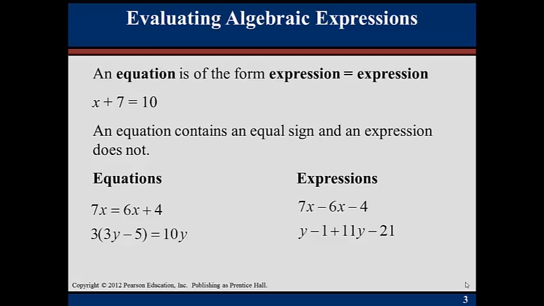Expressions do not have equal signs. And they give us a few examples below. So we have an equation as 7x equals 6x plus 4. And then the expression could just be 7x minus 6x minus 4. Notice in your equation you have an equal sign, and in your expression there isn't an equal sign.